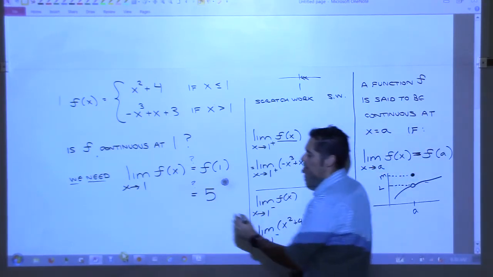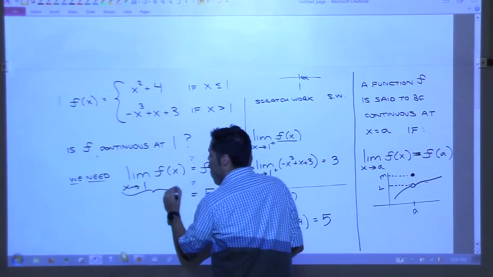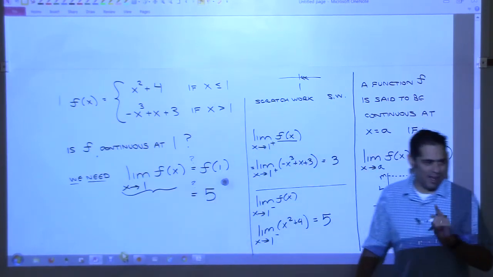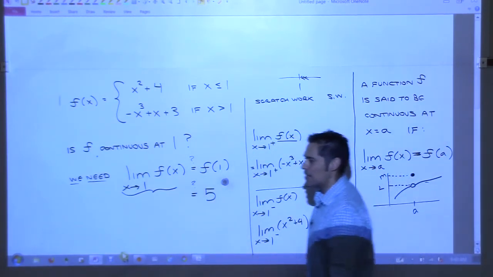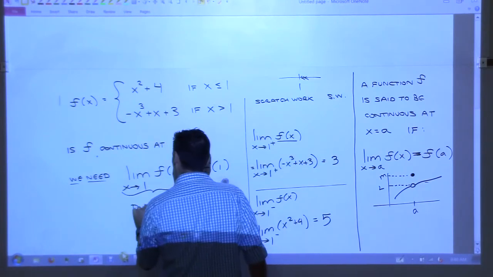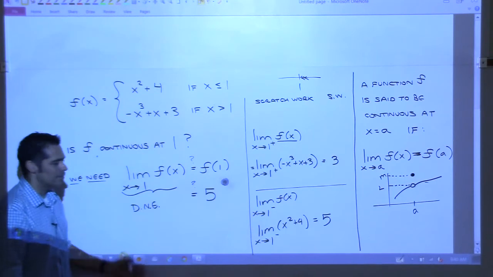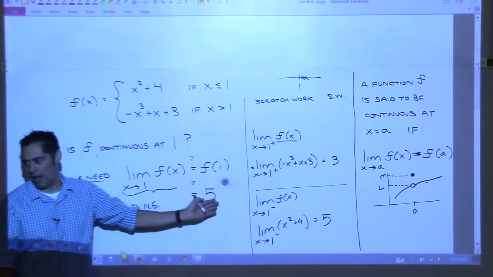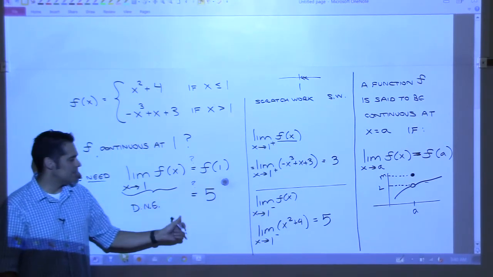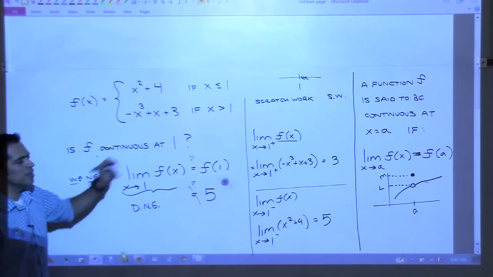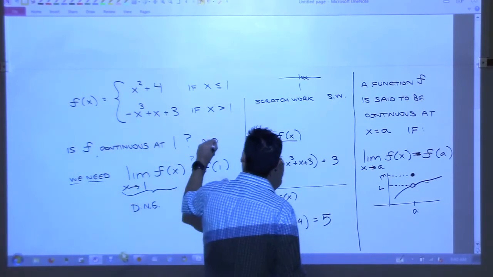So what is this limit? Go back to when we were doing limits. What is this limit? Does not exist. This limit does not exist, because the left and right limits are not the same. And therefore, obviously, does not exist is not equal to 5, right? So these are not equal. Therefore, is it continuous at 1? No. Understand?